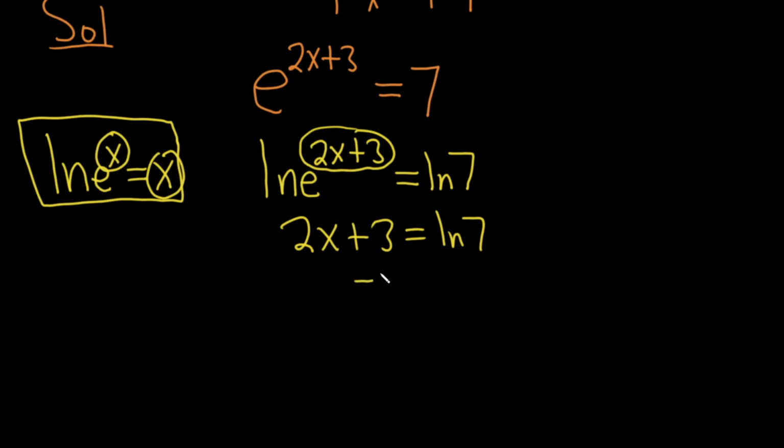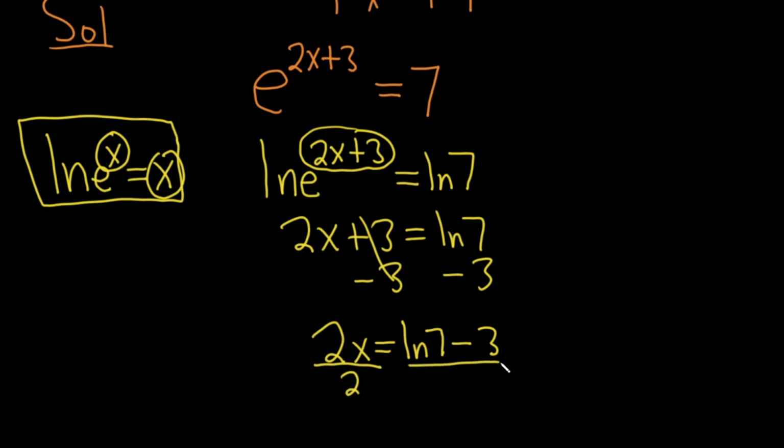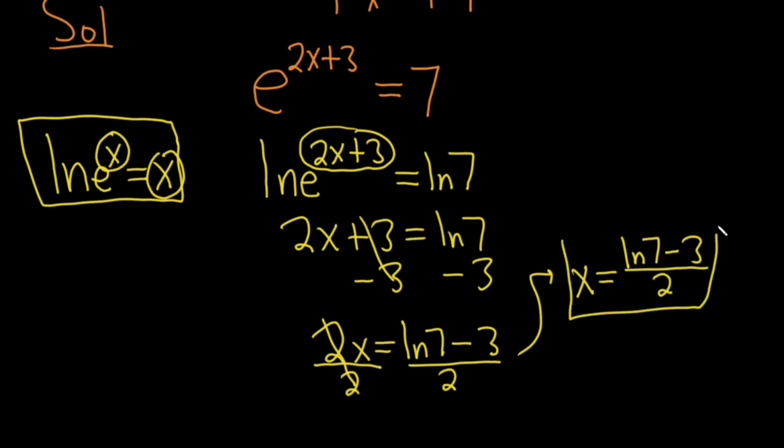So we'll start by subtracting the 3 from both sides. So we have 2x equals the natural log of 7 minus 3. Then we just divide by 2, divide by 2. That leaves us with x equals the natural log of 7 minus 3, all divided by 2. And that would be the answer to this equation.